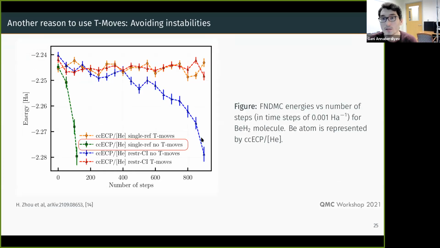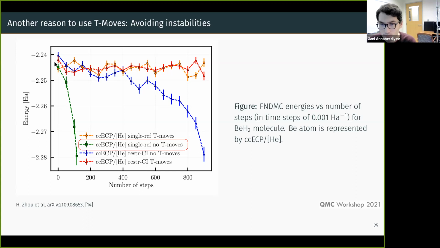Okay, so the next thing is the instability, and as I've mentioned, T-moves can actually help with the instability of the QMC runs. What you're seeing here is the fixed node DMC energy of the beryllium dihydrogen molecule, which uses CCECP with 2 core electrons. In this plot, there's a single reference trial wave function run with and without T-moves, and also a restricted CI trial wave function with and without T-moves.